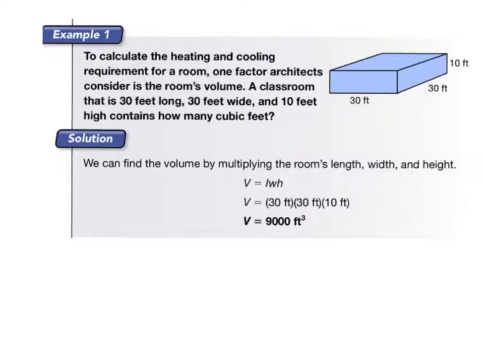Number 1, you want to go ahead and draw this figure in your notebook. We're going to calculate the heating and cooling requirement for a room, and we have to consider the room's volume. So here's a classroom that is 30 by 30 by 10. How do we find the volume? All you have to do is multiply everything together, length times width times height, and the volume would be 9,000 feet cubed. Pretty simple. And make sure you're showing your units because that is important.